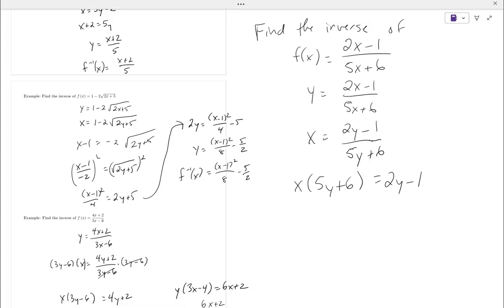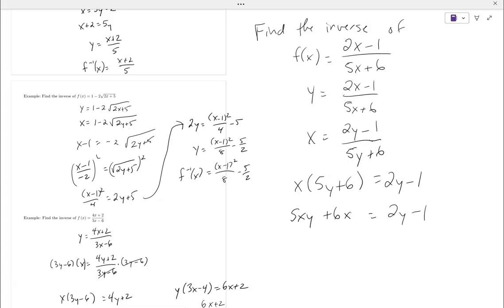What should we do next then? Yeah, so again, I want to get y on one side. Right now I have y on both sides, so I want to gather my y's on one side. To be able to do that, I need to distribute my x through first, since it's attached to this 5y plus 6. Distributing our x through, we get 5xy plus 6x on the left-hand side, and 2y minus 1 on the other side.